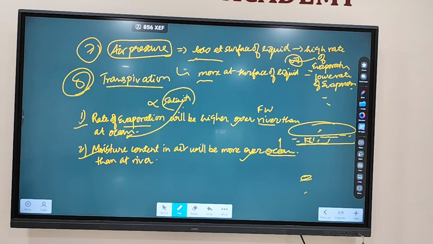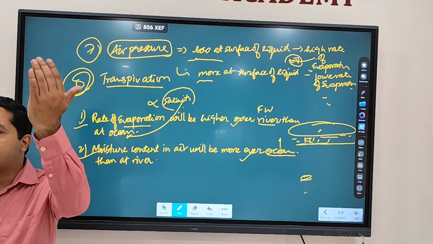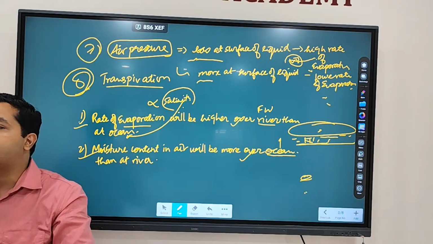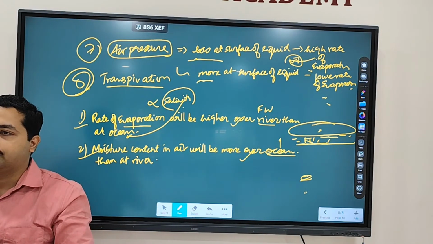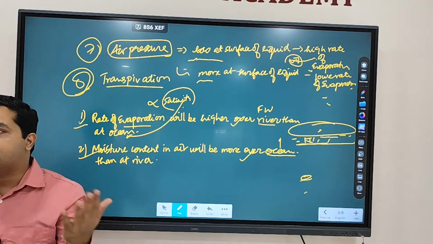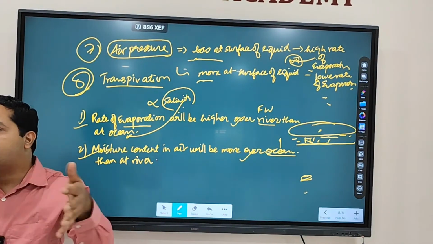That's why, with the expansion of urban areas, what are we doing? We are cutting the trees. When we are cutting the trees, what will happen? Less evaporation. When there is less evaporation, what will happen to rainfall? Less rainfall. So that's why you see the climate of Bangalore is changing.